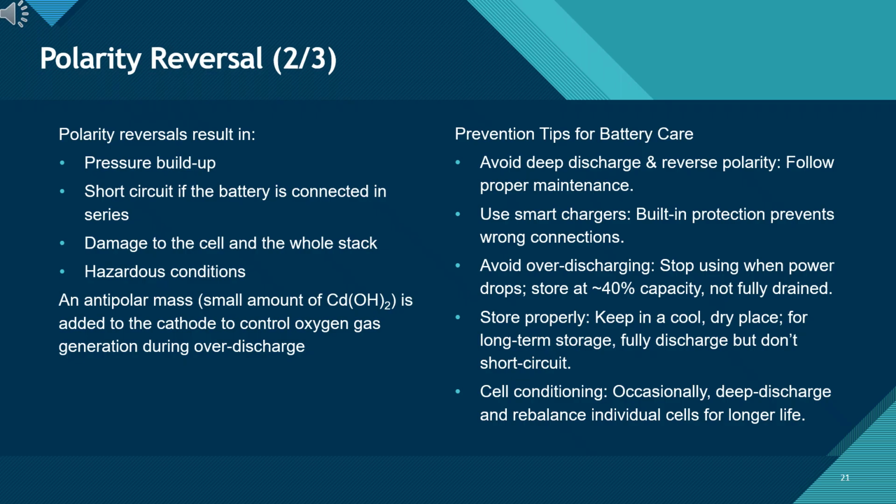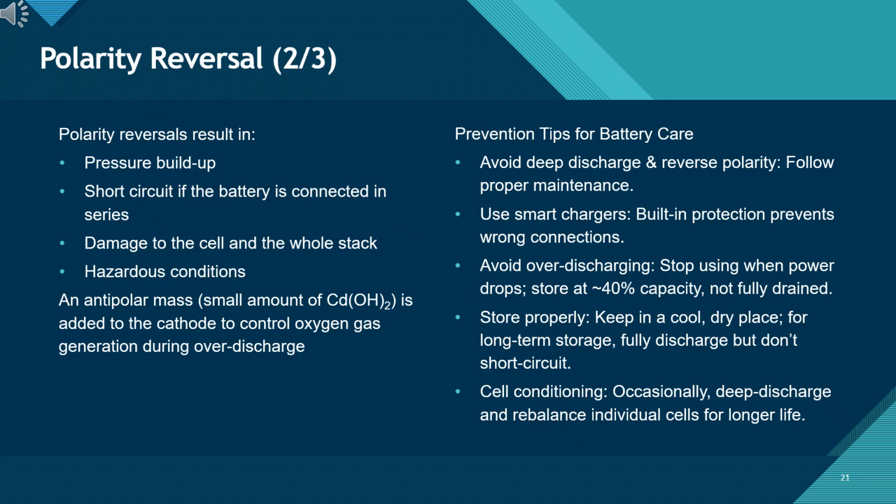Now, the good news is that most polarity reversals can be prevented with good battery care practices. Avoid deep discharges. Stop using the device when the voltage gets low instead of pushing it until it dies. Use smart chargers. They have built-in protections to prevent wrong connections. Store batteries correctly. Cool, dry places work best. If long-term storage is needed, never short-circuit the cells.